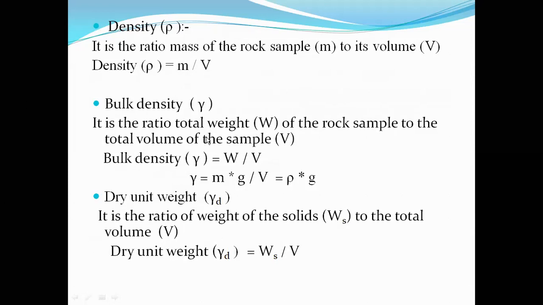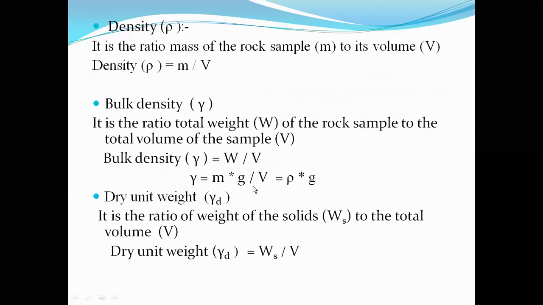Next, bulk density gamma. It is the ratio of the weight, capital W, of the rock sample to the total volume of the sample, capital V. See, here it is mass and here it is weight. So bulk density gamma is equal to W by V. We know that weight is equal to mass into gravity, right? If the mass is multiplied with gravity, then we get the weight.